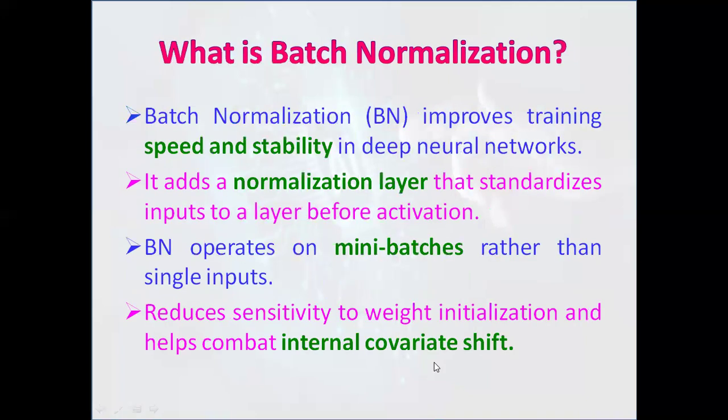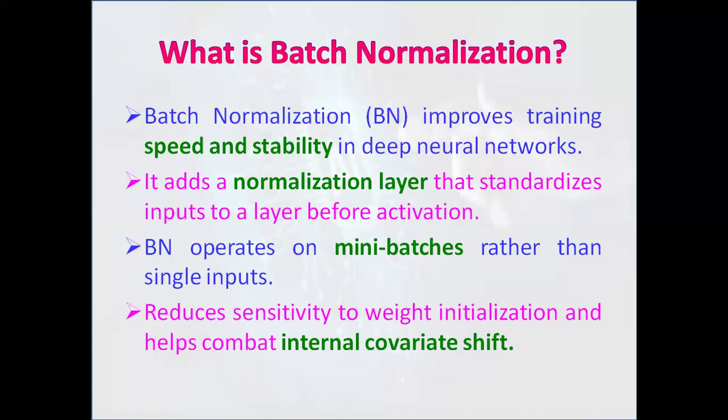Next, what is batch normalization? Batch normalization, which we call BN, is a technique designed to improve the performance and stability of deep neural networks. It achieves this by normalizing the input to each layer so that the distribution remains consistent during training. Specifically, batch normalization standardizes the input activations.